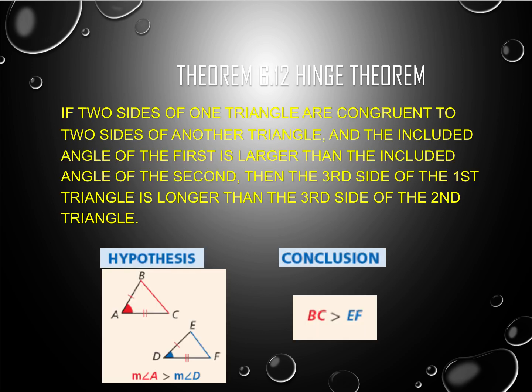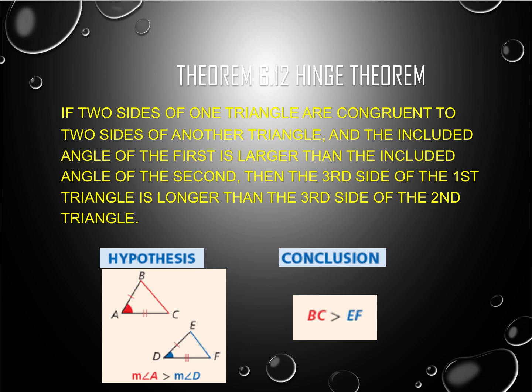Inequalities in 2 triangles. You have the hinge theorem. What this is: if 2 sides of one triangle are congruent to 2 sides of another triangle, and the included angle of the first is larger than the included angle of the second, then the third side of the first triangle is longer than the third side of the second triangle. I know that sounds like a lot of words, but let me explain what this means.